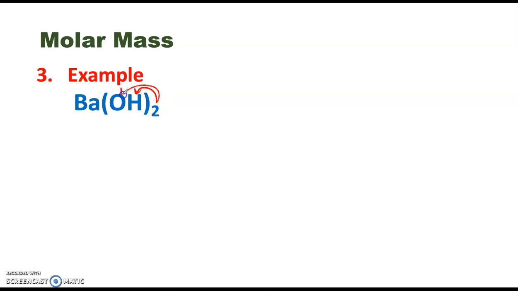I am going to tell you 2 things here though. Barium, there's 1 of them because there's no number. Oxygen, in this case, there would be 2 of them. And then hydrogen, there would also be 2 of them because this 2 distributes in.